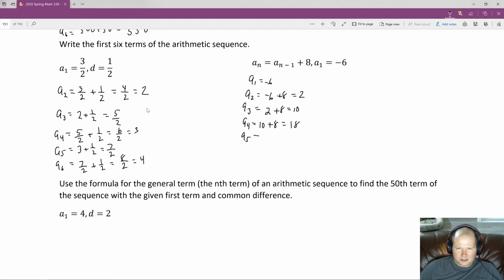The next one's going to be the next term, which is 10 plus 8, which will be 18. The next one's going to be the previous term, 18 plus 8, gives me 26. The next one's going to be the previous term, 26 plus 8, which is 34.